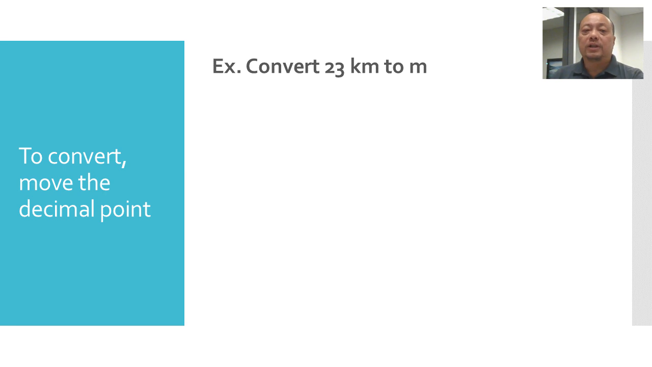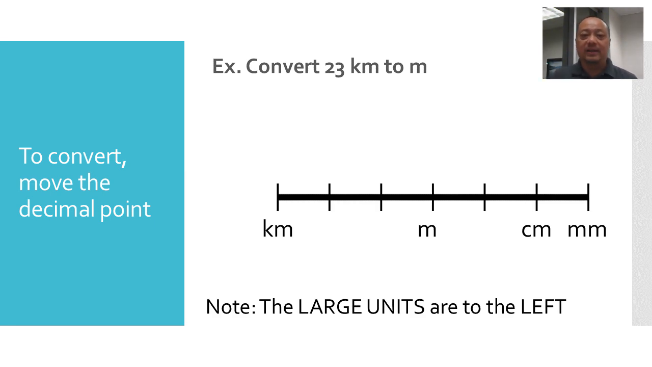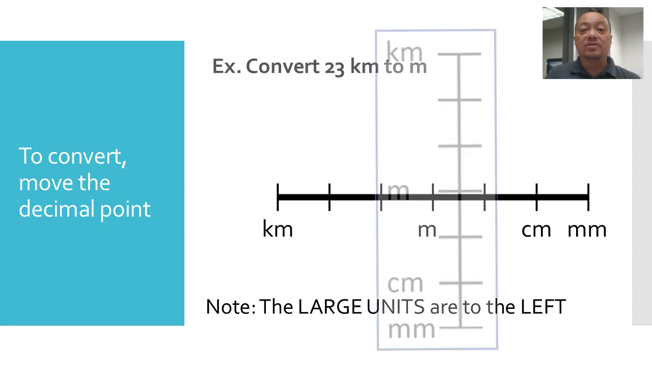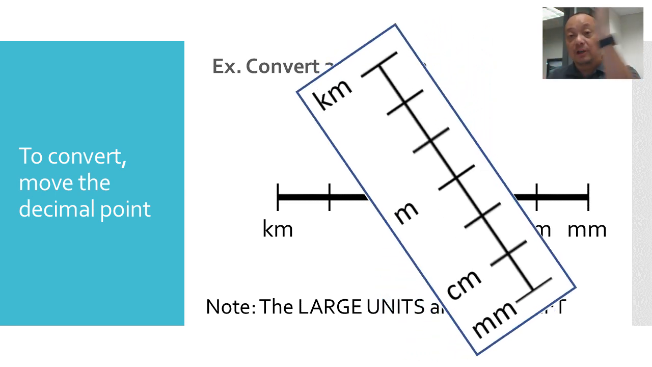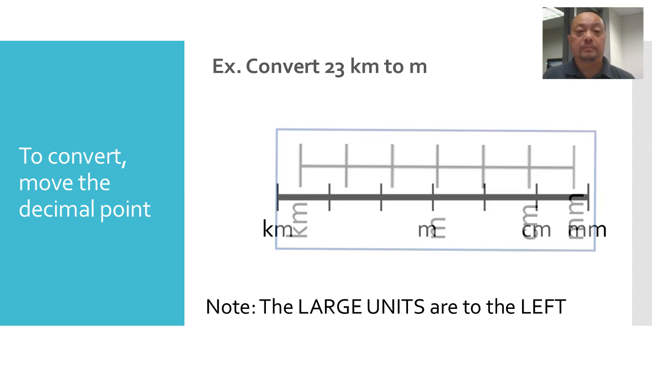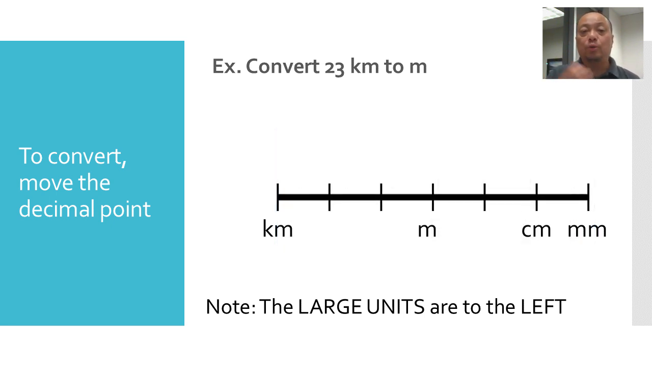Example, convert 23 kilometers to meters, km to m. Here's how you do it. Get a scale of the prefixes, like this. Note that the large units should be on the left. Same chart as before, just basically fallen down to the left. From kilometer to meter, 3 spaces in between. You can remember that because 1K is 1,000 and it has 3 zeros. From meter to centimeter, 100, 2 zeros, 2 spaces. From centimeter to millimeter, just 1 space, right next door.